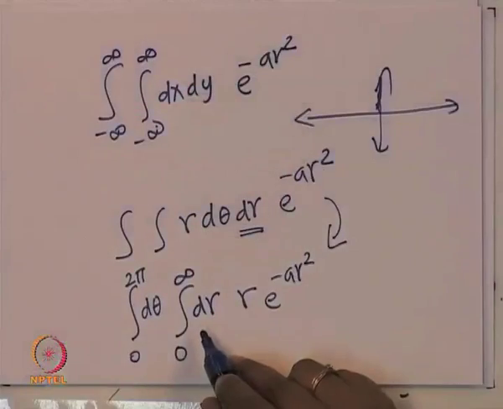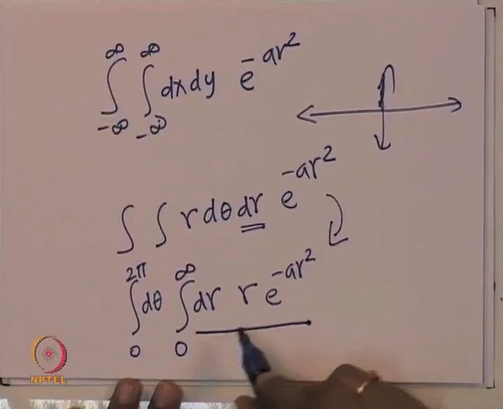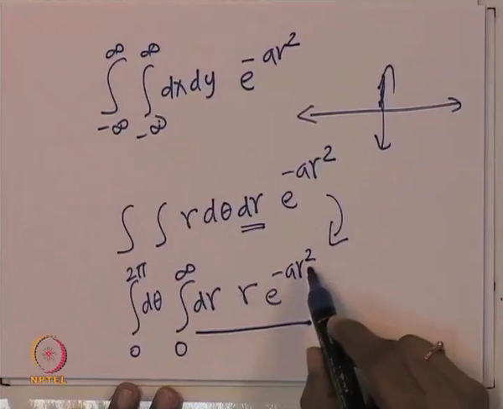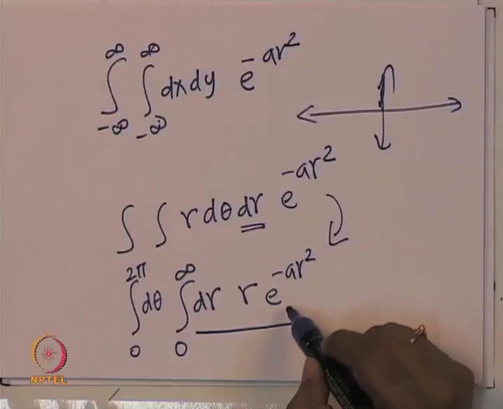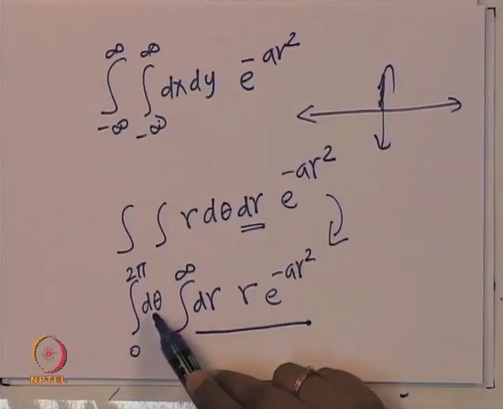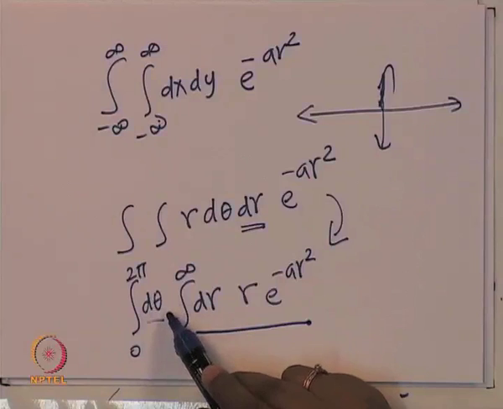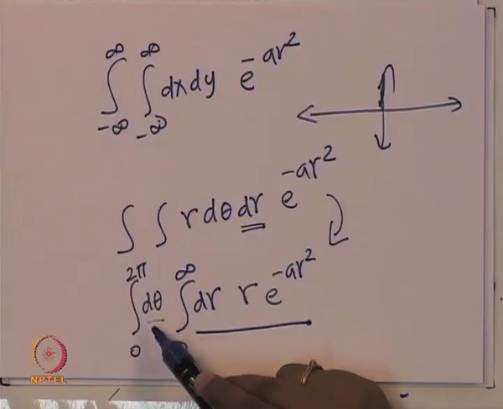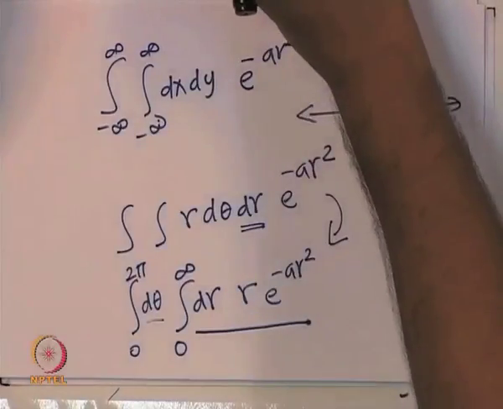Now, look at this. This part is actually independent of theta. It has only dr, r and e power minus a r square. Therefore, the theta integral can be done separately. The integral of d theta from 0 to 2 pi is just theta, and if you apply the limits 0 to 2 pi, this becomes just 2 pi. So, this part of the integral is just 2 pi. So, let me write 2 pi.